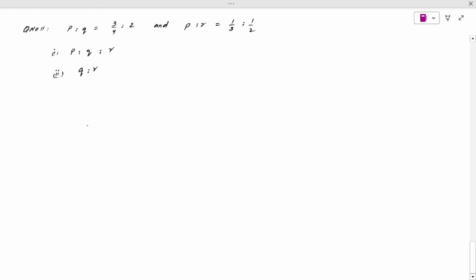So first we have P ratio Q. P ratio Q equals 3 over 4 ratio 2, and the denominator of 2 is 1, so the LCM of 1 and 4 is 4, so let us multiply by 4. So 3 over 4 times 4 ratio 2 over 1 times 4. So we are left with 3 ratio 4 twos are 8, 3 ratio 8 is the ratio.